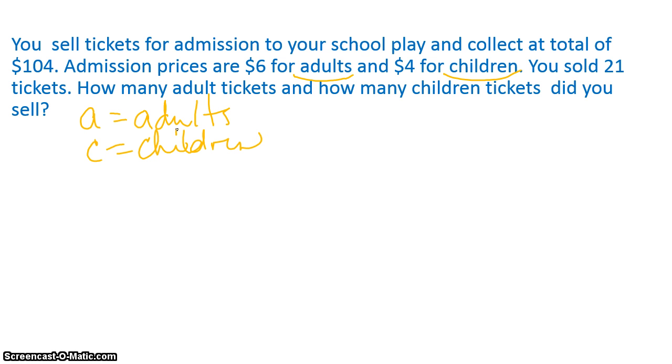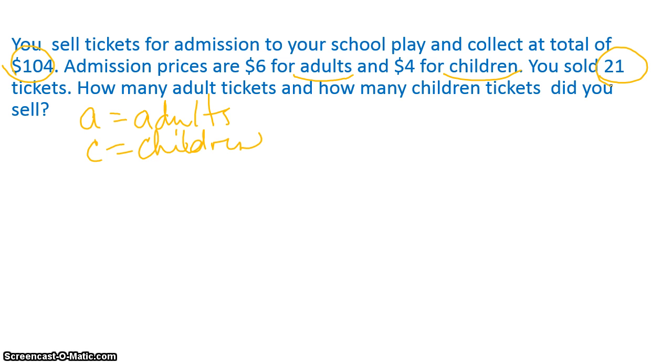Okay, so with two variables, I must come up with two equations, so I need to go back into my word problem and see where I'm going to get those equations from. Well, we had two things: a money amount of $104, and the tickets that were sold, 21 tickets. These are going to be the two numbers that I establish my equations with.